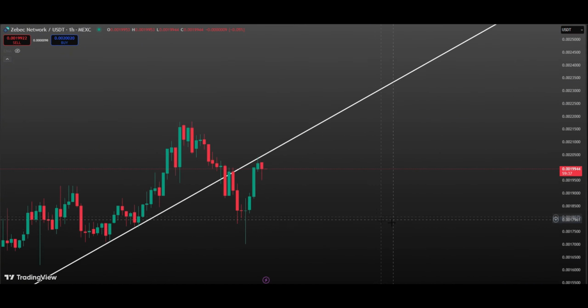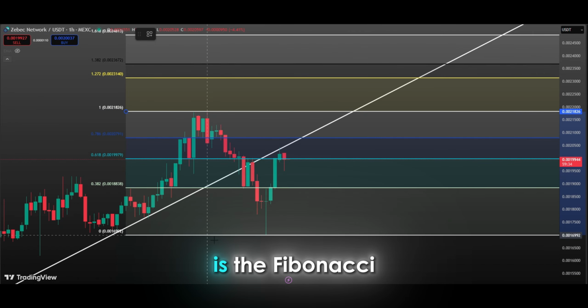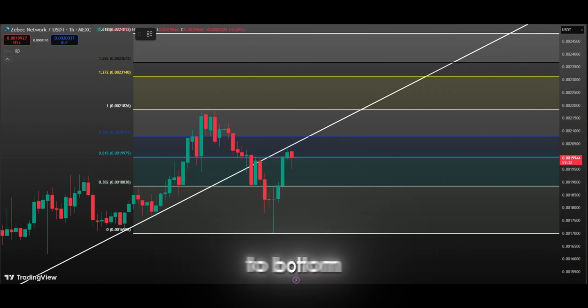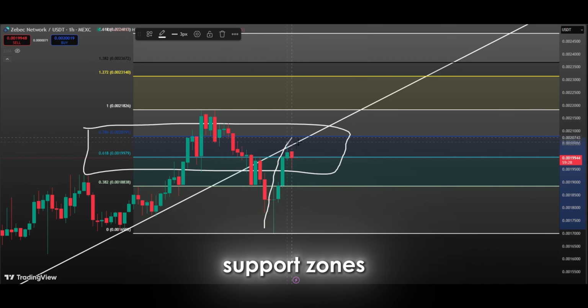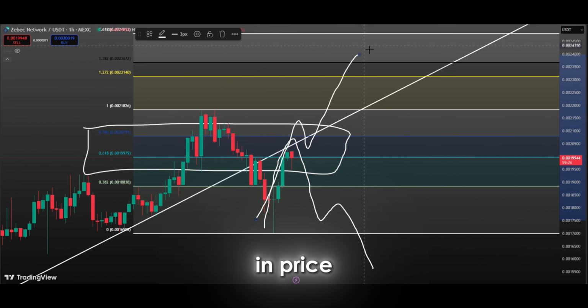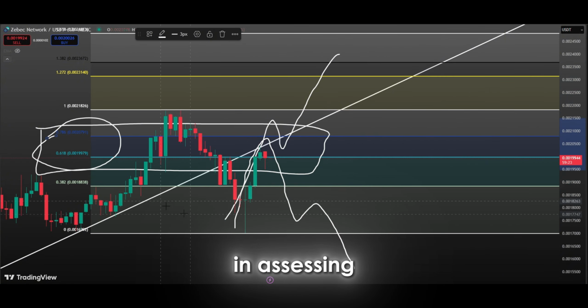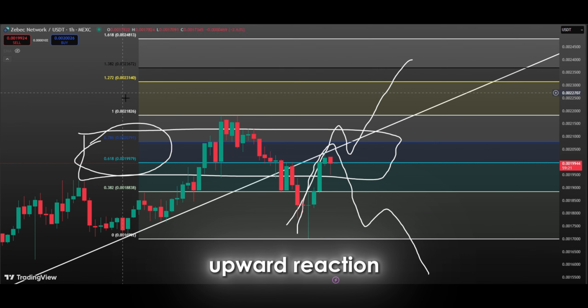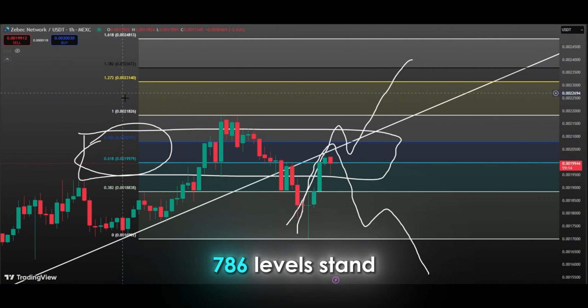Stay tuned. When analyzing the chart in detail, one of the most striking technical structures is the Fibonacci retracement levels applied from top to bottom. This method is highly effective in identifying potential resistance and support zones during a retracement in price. Especially after a decline from a peak, these levels play a critical role in assessing whether the price might respond with an upward reaction. In this context, when a Fibonacci retracement is drawn from top to bottom on the current price movement, the 0.618 and 0.786 levels stand out significantly.